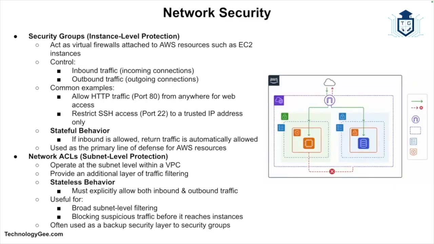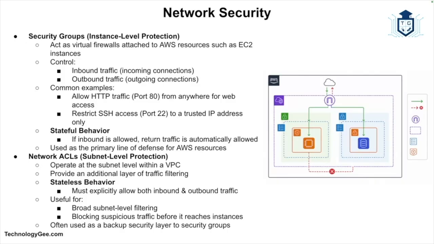All right, so now let's talk about one of the most exam-tested areas, and that is network security. So in AWS, you don't just spin up resources and hope for the best. You control traffic flow at multiple layers. And the first layer is security groups. So think of them as virtual firewalls attached to your resources, like EC2 instances. They control inbound and outbound traffic.